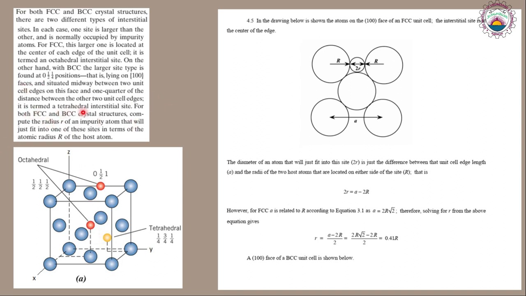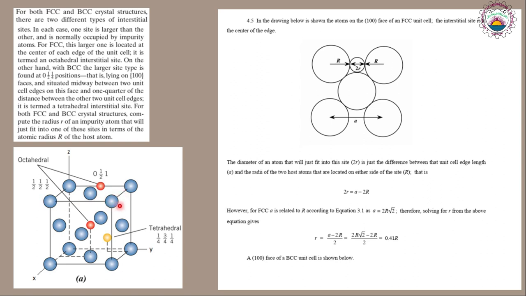For both FCC and BCC crystal structures, compute the radius r for an impurity atom that will just fit into these sites in terms of the atomic radius R of the host atom. So what he's asking here is, if an impurity atom comes into this site, what is the appropriate size of this impurity atom? What should be the appropriate radius so that it just fits into this space? What does it mean by just fits into the space? It doesn't push these atoms away and cause a lattice strain. It just comes and fits into this space perfectly.